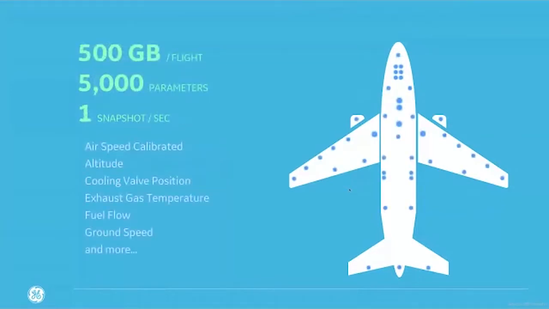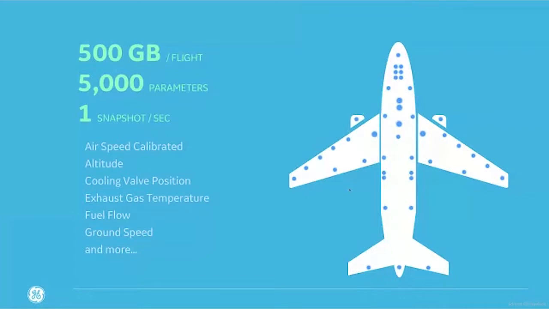Today, if we want to be that airline manager, we're capturing something like 5,000 parameters per flight, and we're capturing those parameters once a second. And that means something like 500 gigabytes of data per flight minimum, although realistically, it's usually more than that. I know one of our jet engines generates a terabyte of data in a flight from New York to Los Angeles.